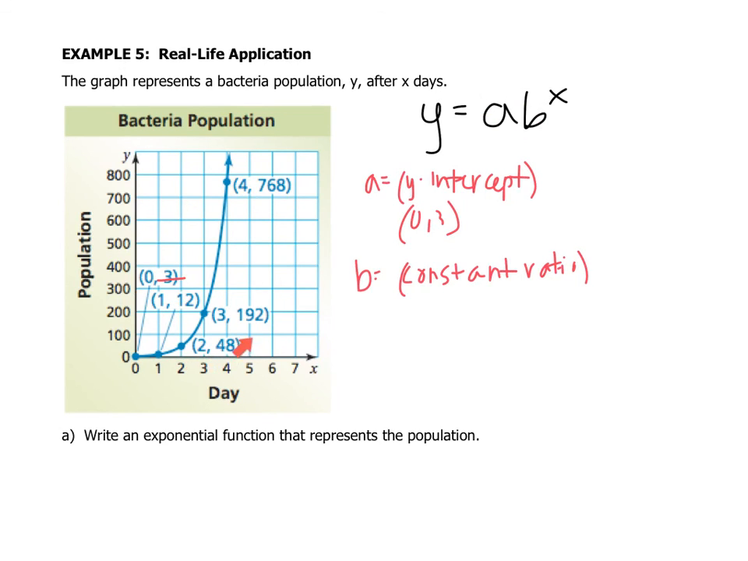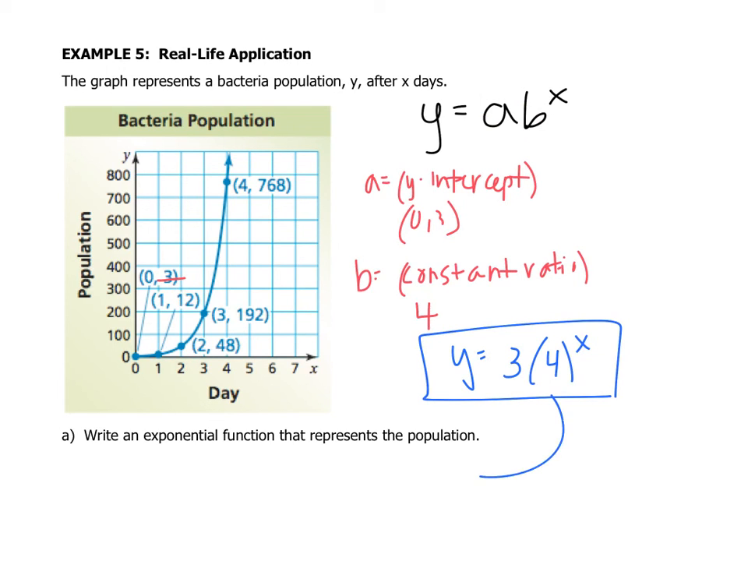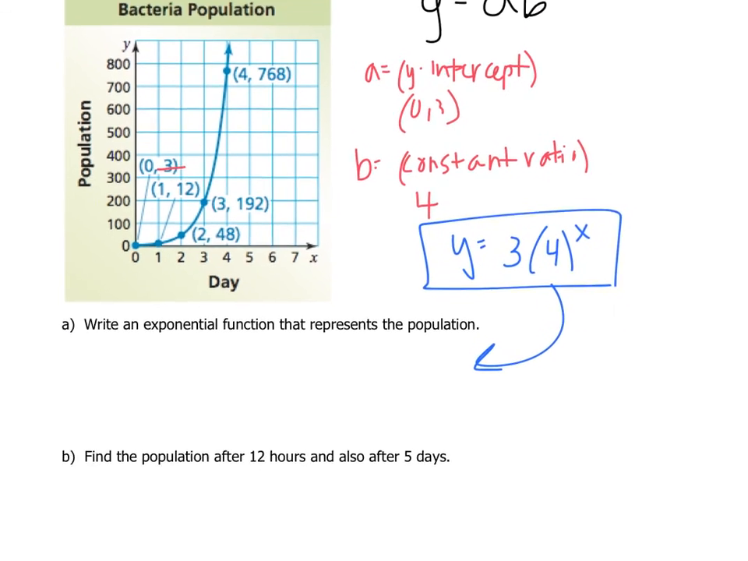So what are you doing to go from 3, 12, 48? Well, you're multiplying by 4. So the constant ratio is 4. So let's just put it all together. Y equals 3 times 4 to the x. And there we go. That's letter A.